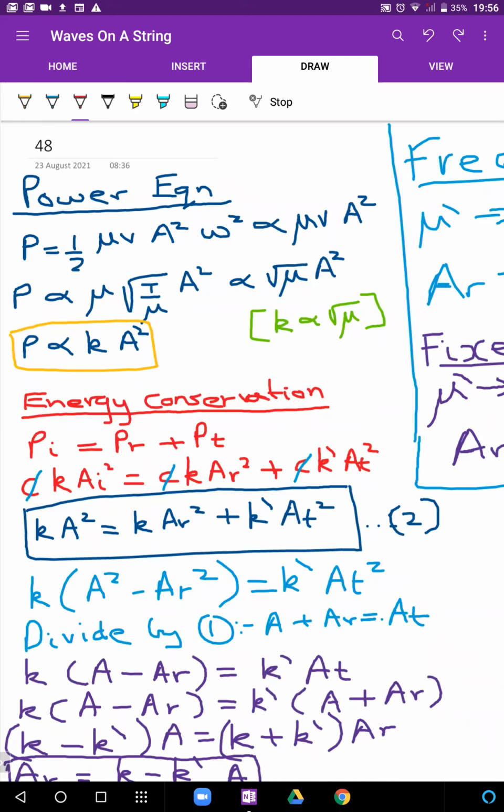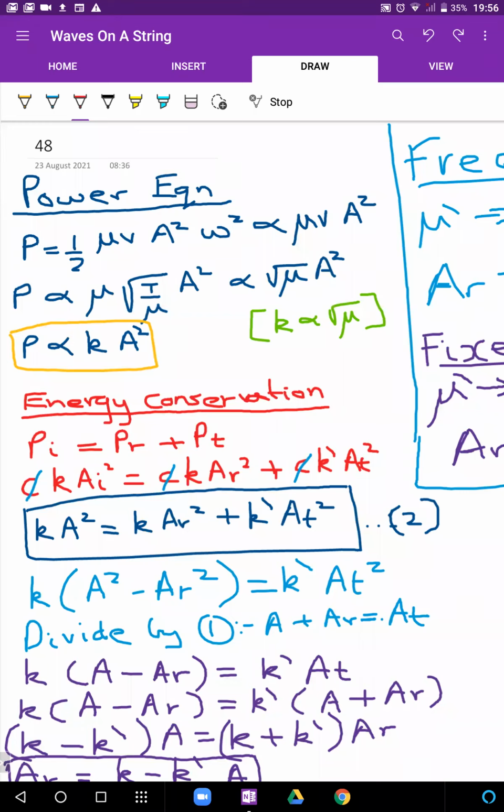The next thing I can do is I can just use AT. I can resubstitute AT as A plus AR. When I substitute that, this becomes a simple linear equation in AR. So I get K into (A minus AR) is K dash into (A plus AR). This is all maths. You can cross check and see if it is correct.